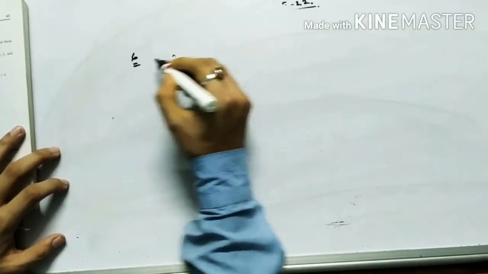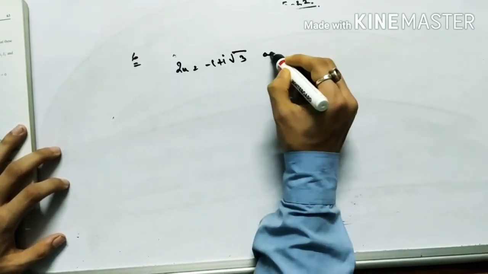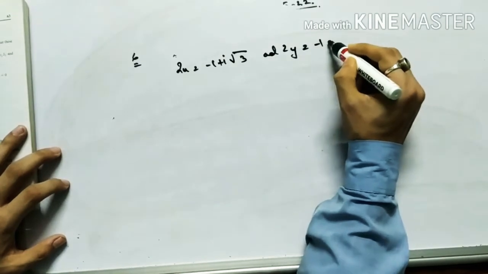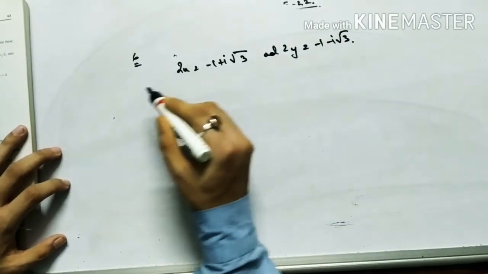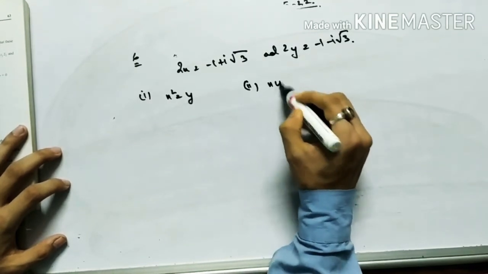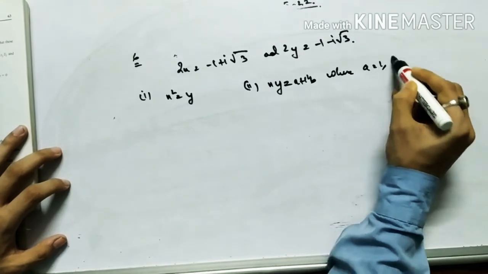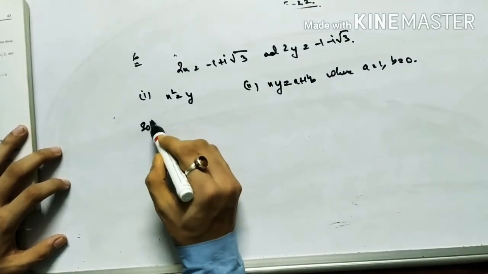Next, number 6 I will go. You see number 6 here. It is given that 2x is equal to minus i plus root 3 and 2y is equal to minus 1 minus i root 3. I have to show that x square is equal to y and xy is equal to a plus ib, where a is equal to 1, b is equal to 0. So in here, solution.